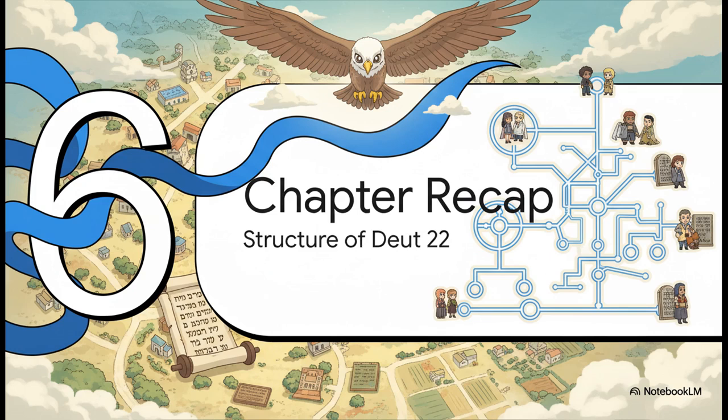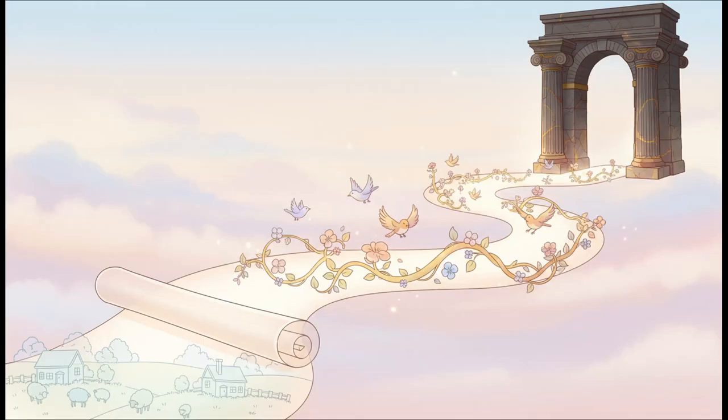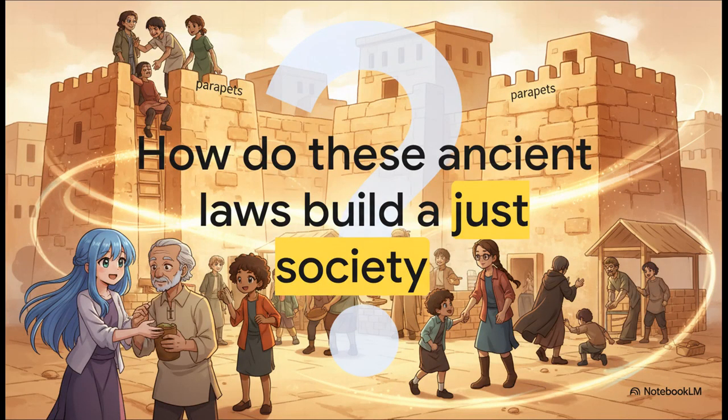Section 6, Chapter Recap, the structure of Deuteronomy 22. Let's do a quick review of how we got here. We just walked through a really clear thematic progression. Verses 1 through 4 gave us the everyday property and brotherhood laws. Then verses 5 through 12 expanded our view to the natural world, focusing on agriculture, safety, and preventing unnatural mixtures. And finally, verses 13 through 30 tackled the heaviest stuff, the severe judicial laws protecting the family unit and dealing strictly with assault.